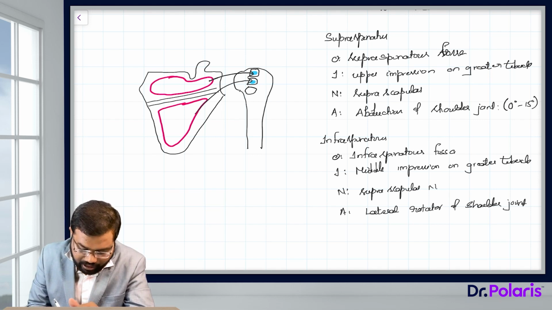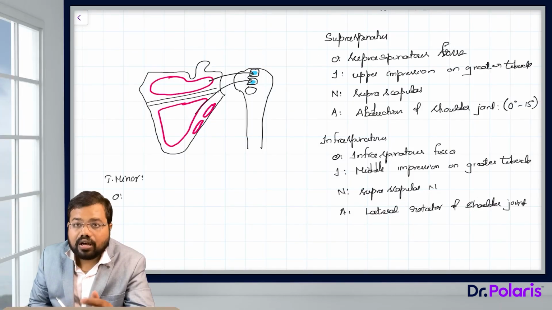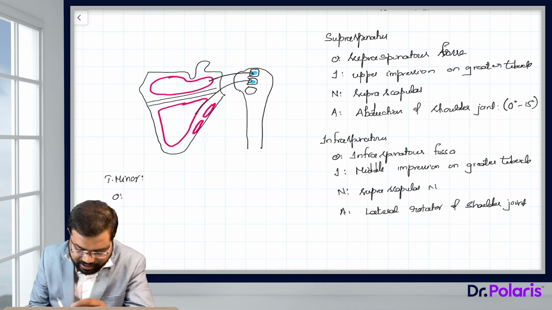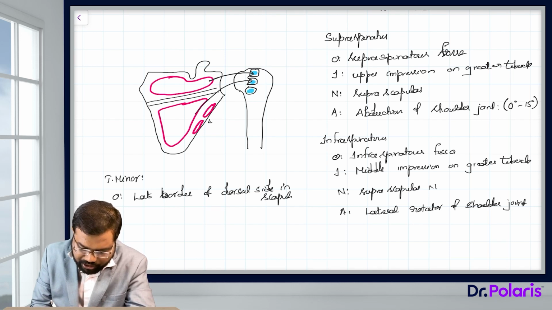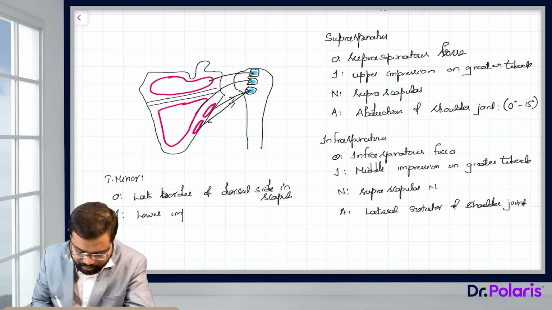Now there is a lower impression, and over that lower impression there is a muscle called teres minor. Teres minor: origin is on the lateral border of the dorsal surface. This is the lateral border, right? Whatever you are seeing is the dorsal or posterior view. So the origin is on the lateral border of the dorsal side of the scapula. From there, these fibers radiate and insert over the lower impression of the greater tubercle, like this. So the insertion is the lower impression on the greater tubercle.